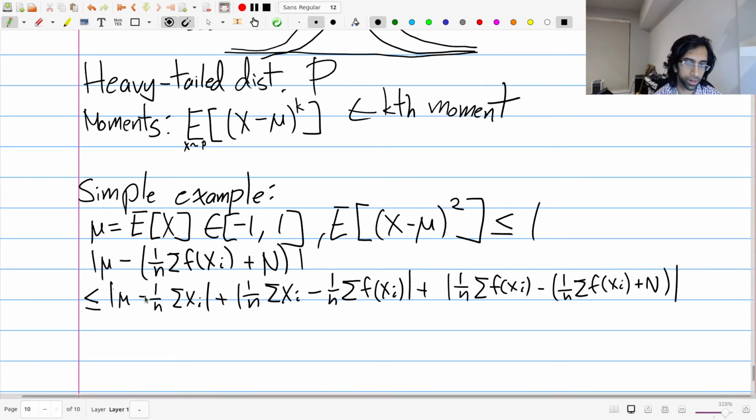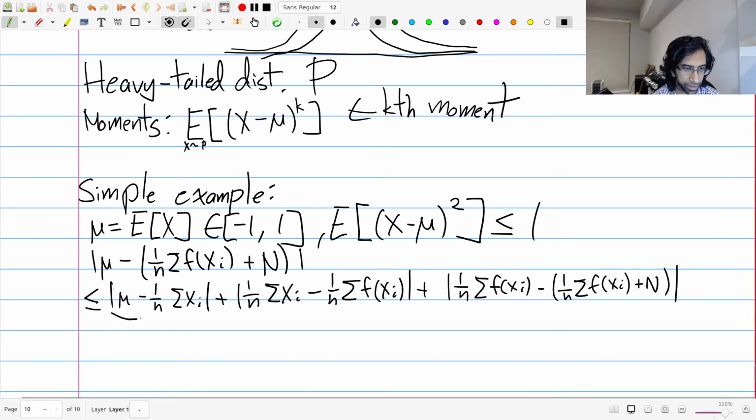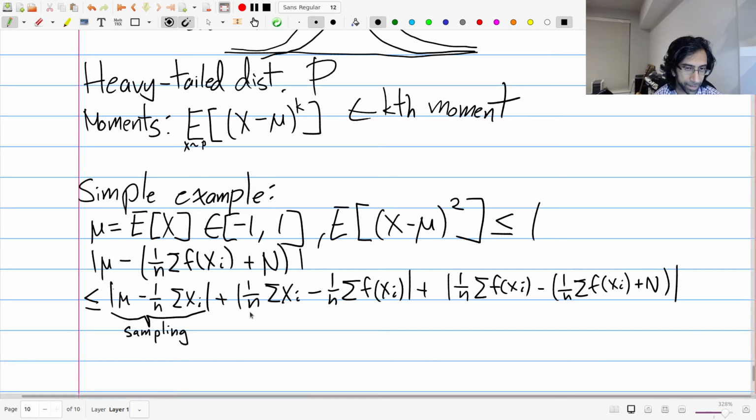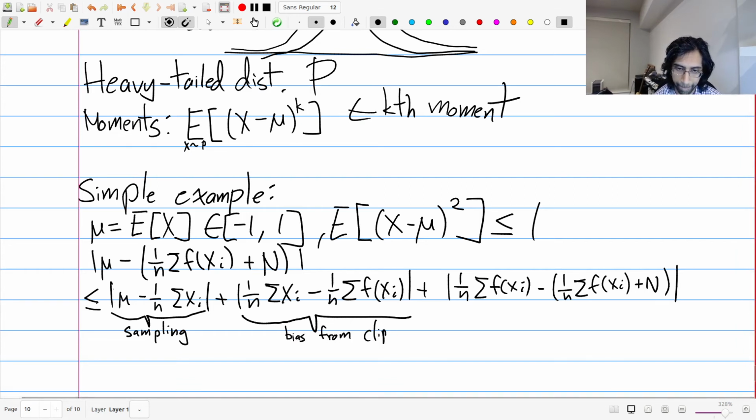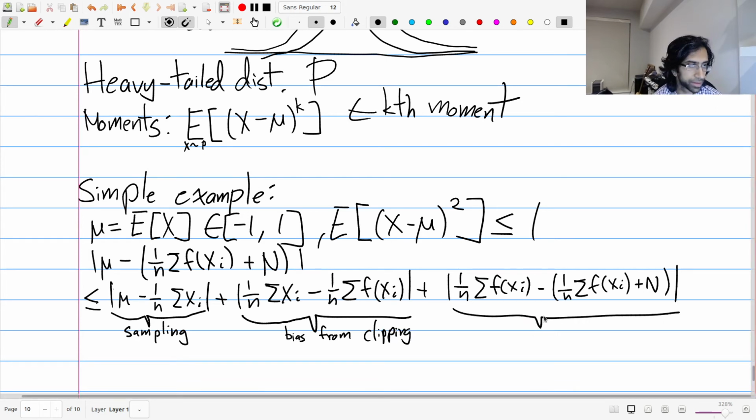So let me recall this decomposition. It's again using the triangle inequality. We have these errors that occur from three different things. This is the error due to sampling. This is sort of a new error, one that we've always set to 0, but this is going to be due to bias from clipping. And this last term here will be due to noise addition for privacy.